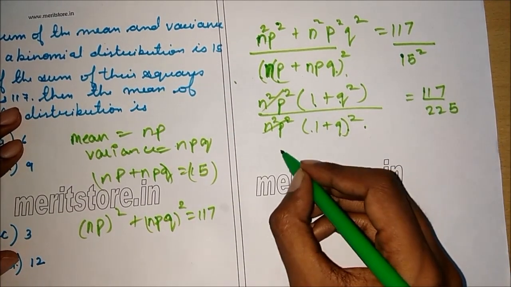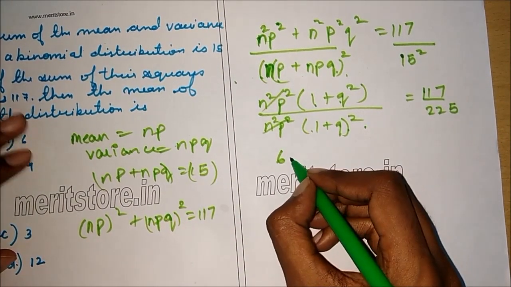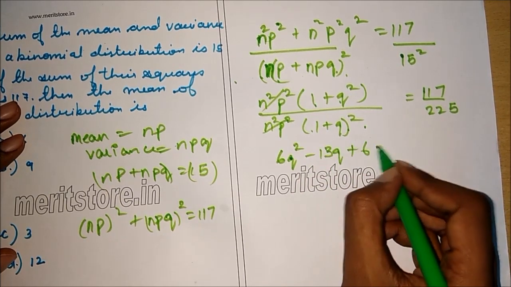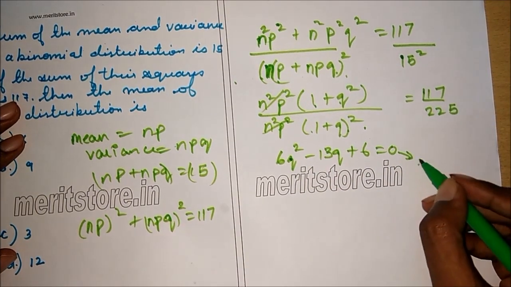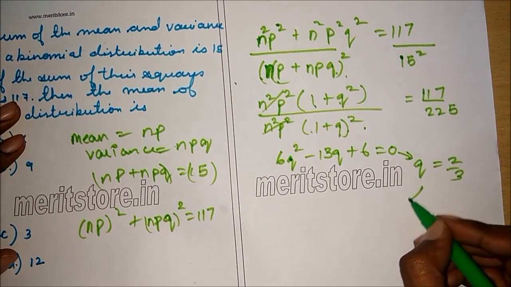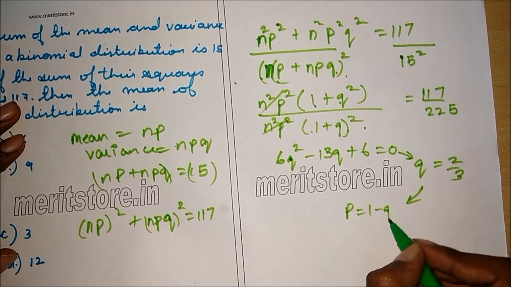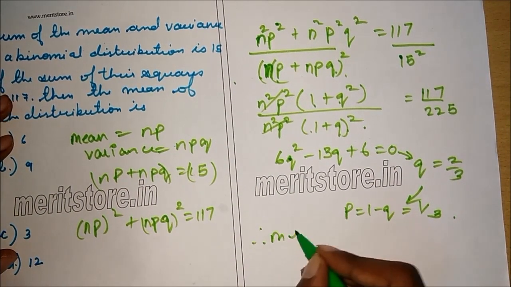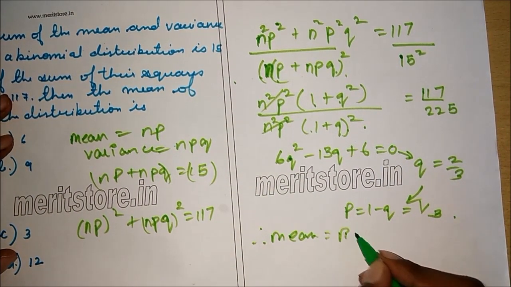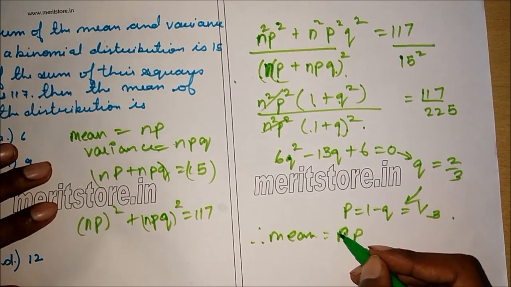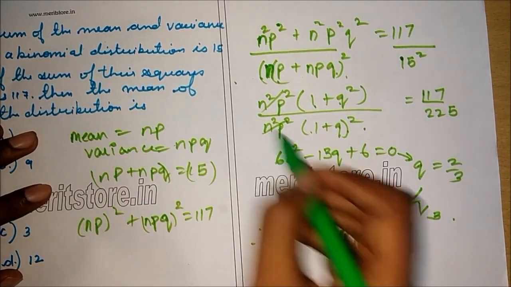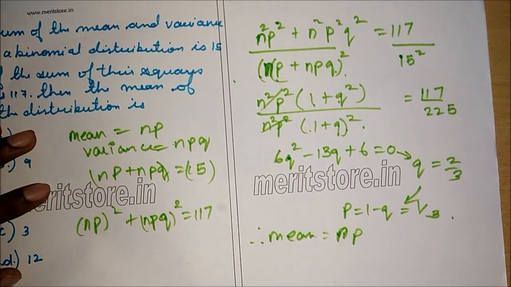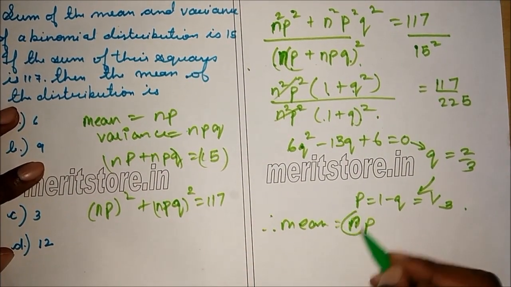Shuffling the terms, we'll be getting this quadratic equation in terms of q, which is 6q square minus 13q plus 6 equals 0. From this, we'll get q equals 2 by 3. Therefore, p will be 1 minus q, which is 1 by 3. So the mean will be n into p. So for that, we'll be needing n.